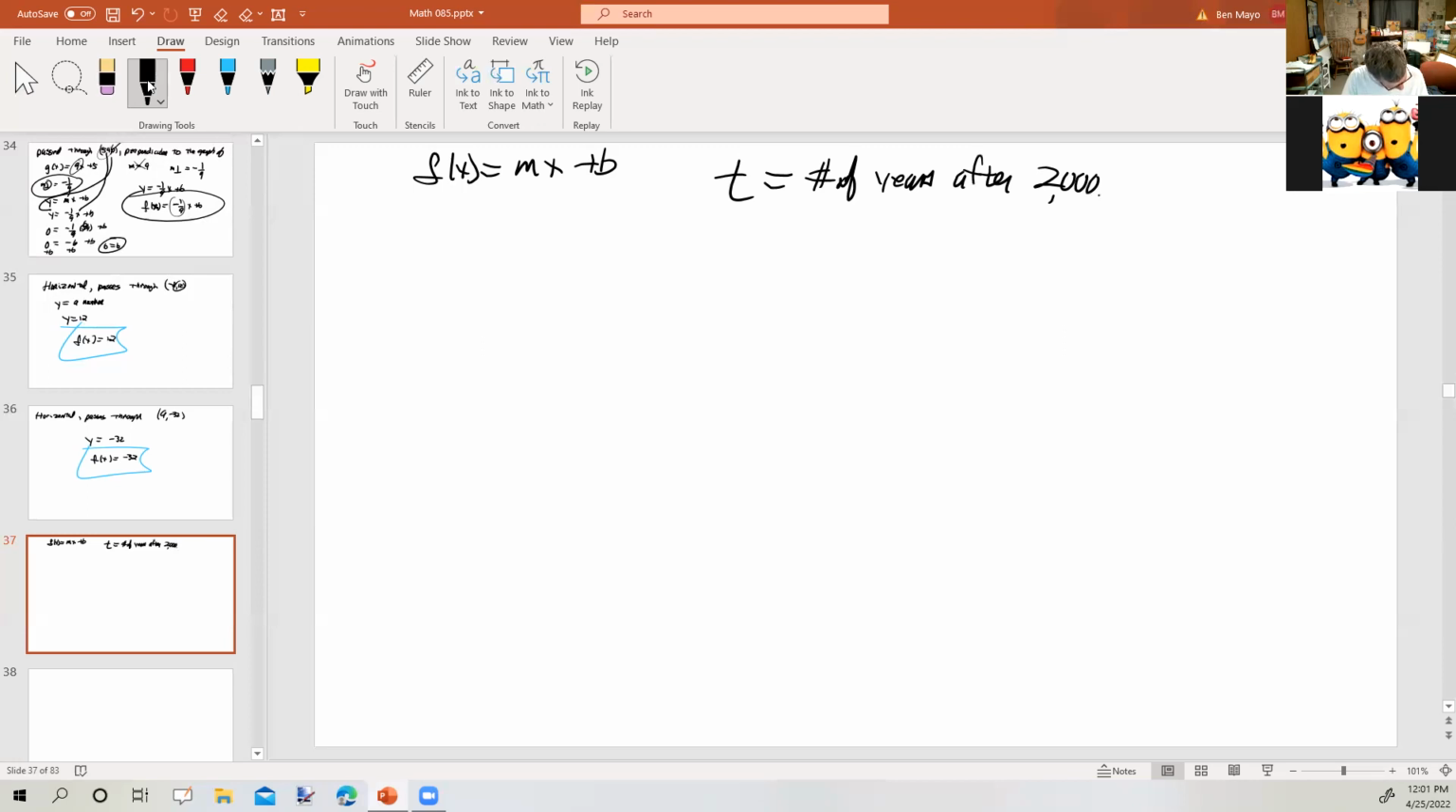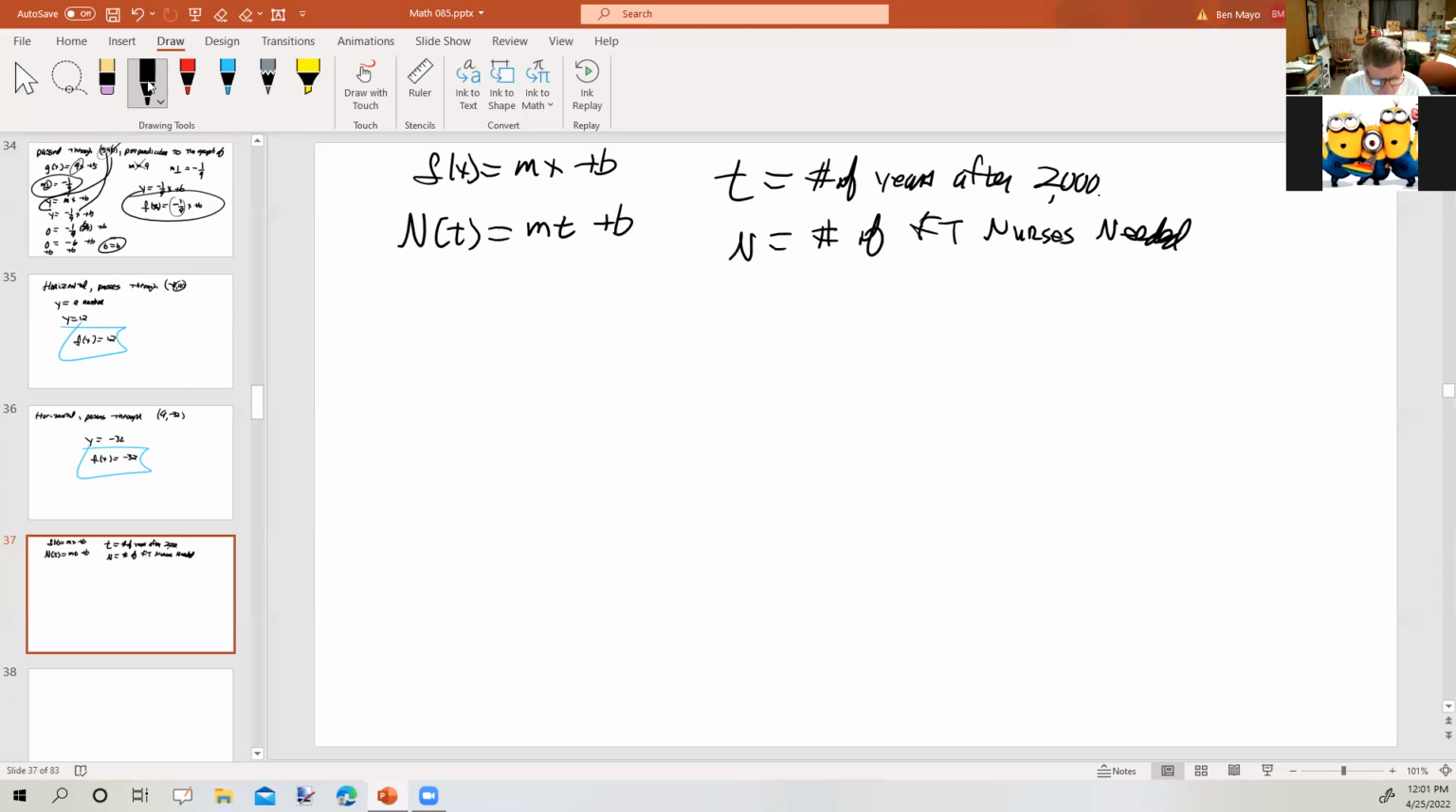And N be the number of full-time registered nurses needed in the US. N equals number of full-time nurses needed. Okay. Write a linear function N of T to model the demand for the nurses. So it's actually going to be N of T equals MT plus B. Our input is T, our output is N.